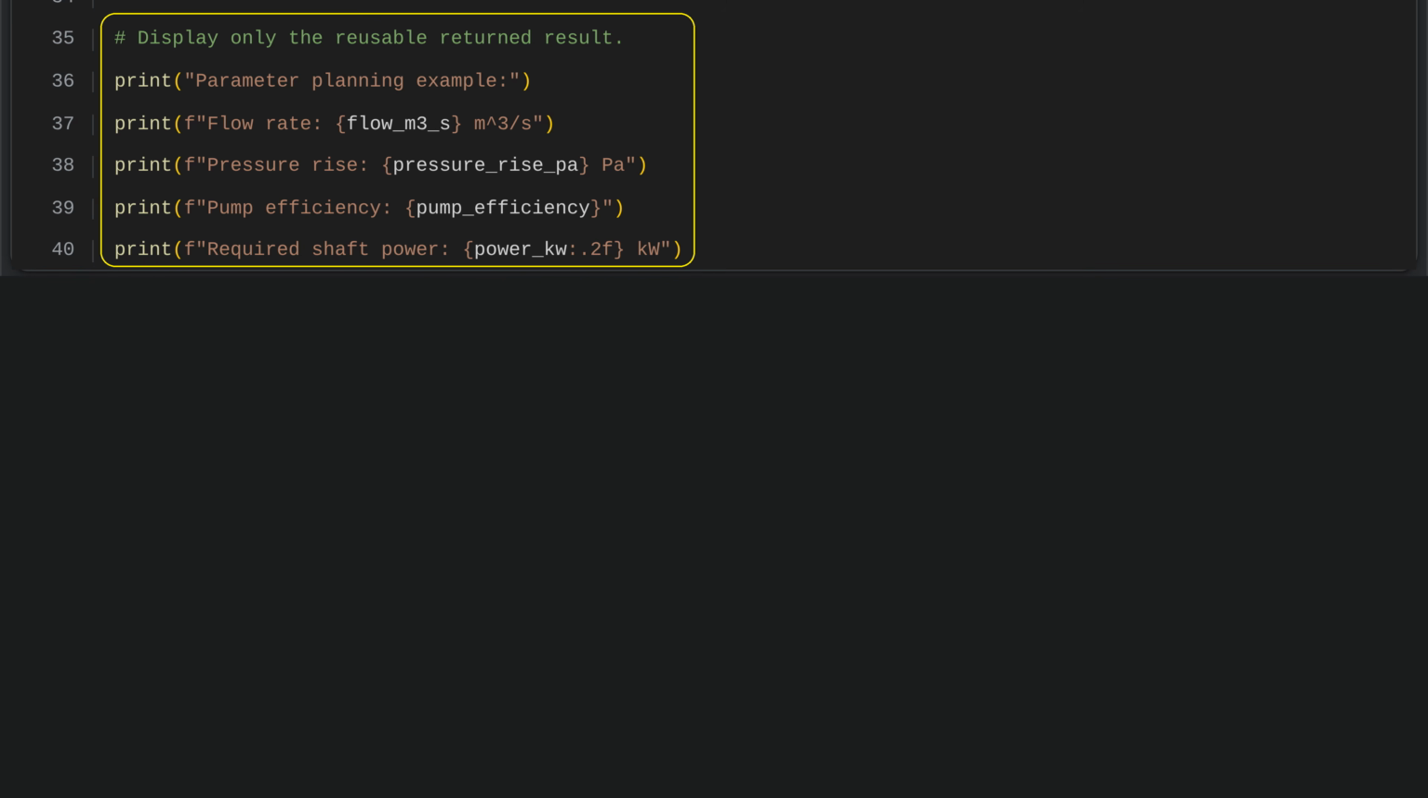This output presents a concise parameter planning summary for a pump calculation. It reports the flow rate in cubic meters per second, the pressure rise in pascals, and the pump efficiency as a decimal. It then shows the required shaft power in kilowatts, rounded to 2 decimal places, so the key inputs and final result are easy to understand.